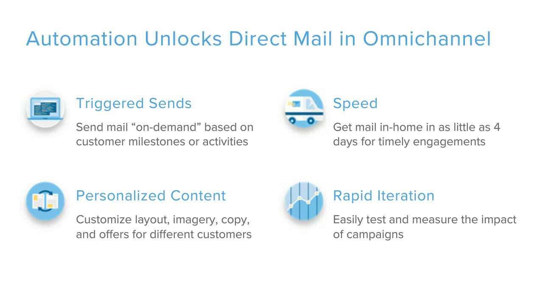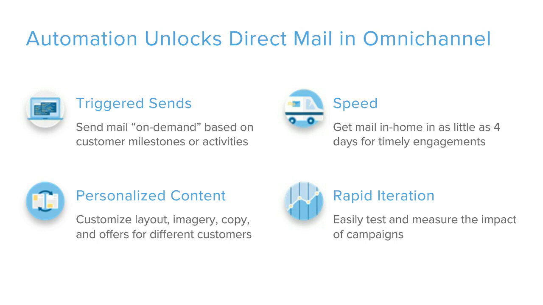The other thing that's really important, of course, is speed and getting mail in home quickly. Again, if we have a 60-day lead time plus postage time, the time from when we want to send a mail to when it actually ends up in a customer's mailbox is going to be pretty long. But with automation, we can get mail out much more quickly, often in a matter of just a few days. And then, of course, the flexibility of automation allows for much more rapid testing as well as measurement of mail.